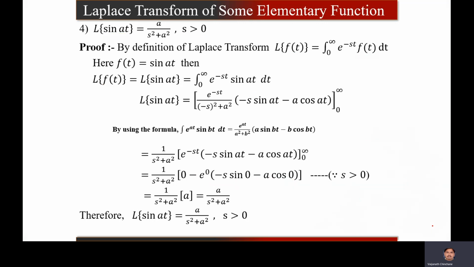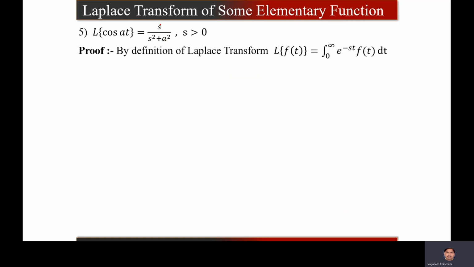Now we see the next, Laplace of cos at. In a similar way, it is s upon s square plus a square. In sine it is a, but in cos it is s. So by the definition, again in a similar way, L of f of t is equal to integration 0 to infinity e raised to minus st f of t dt.